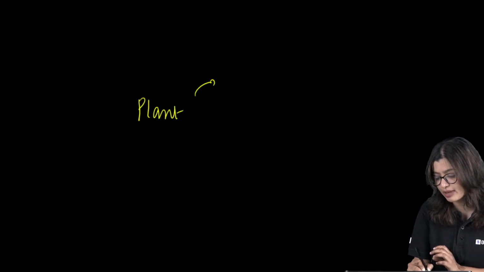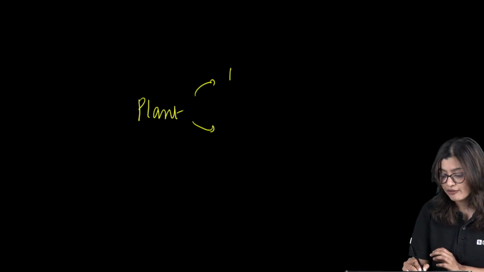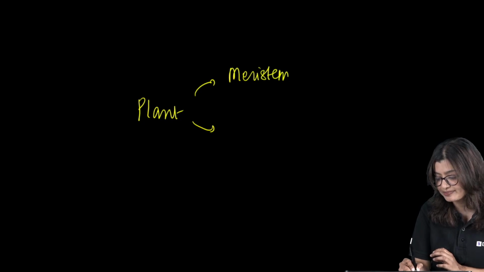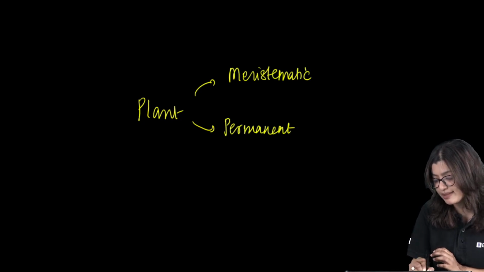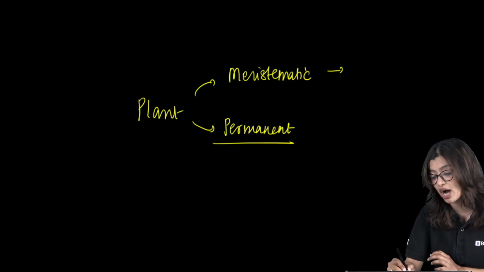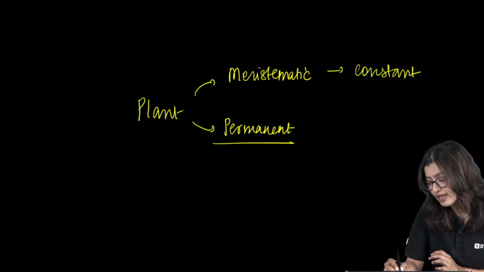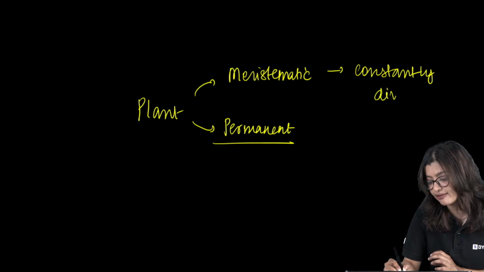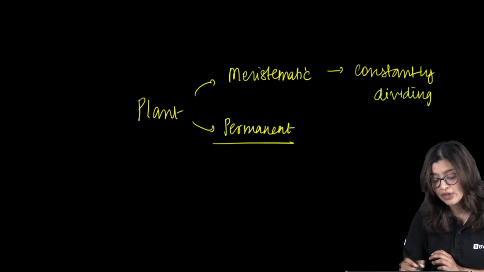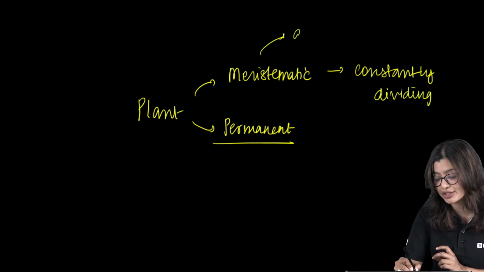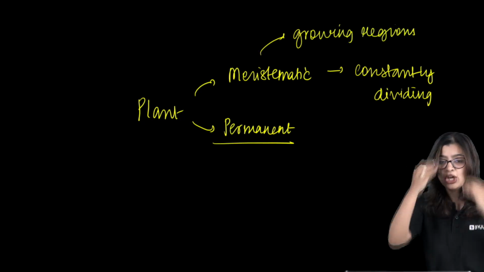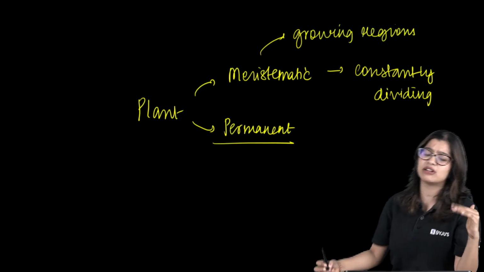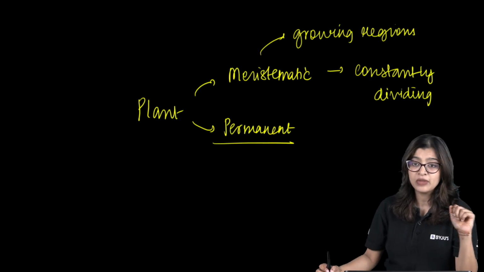So we're talking about meristematic tissues, right? As you all know, plant tissues can be broadly classified into 2: meristematic tissues and permanent tissues. Meristematic tissues are those tissues which are constantly dividing and increasing in number. Which means, where do I find my meristematic tissues? I will find them in the growing regions of the plant, like the root tip and shoot tip.